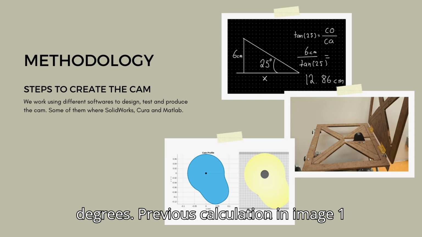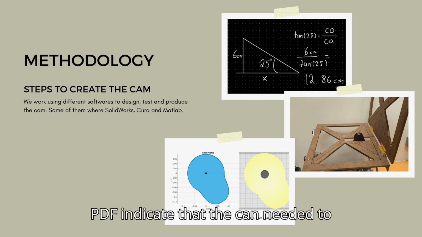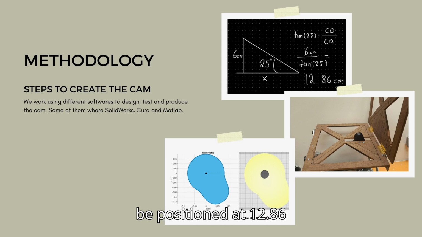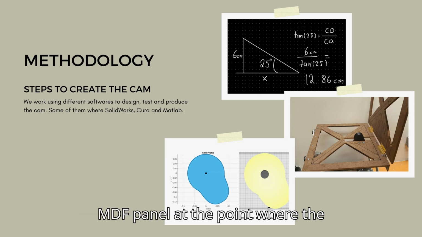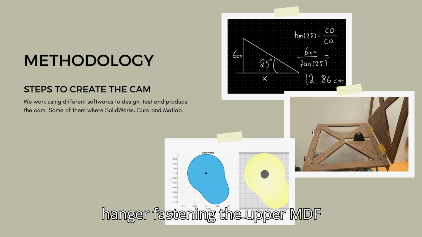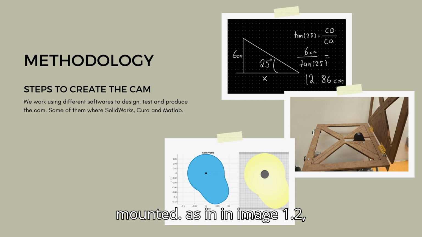Previous calculation in image 1, which is attached in the video and PDF, indicate that the cam needed to be positioned at 12.86 centimeters from the edge of the lower MDF panel, at the point where the hanger fastening the upper MDF section of the discharge mechanism is mounted, as seen in image 1.2, also attached in the PDF file.